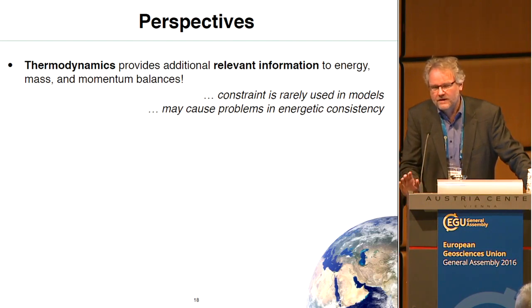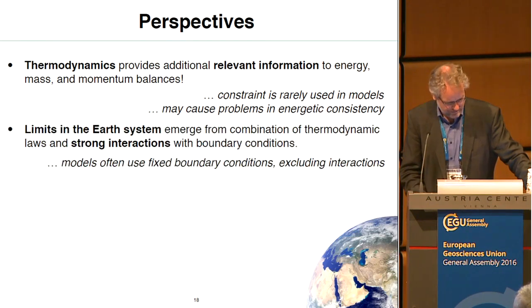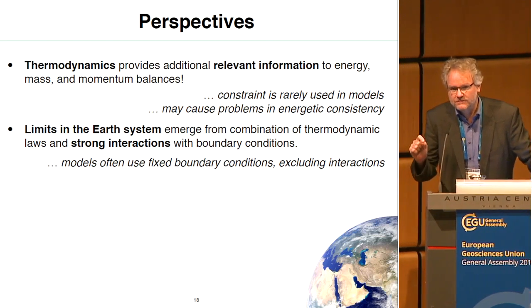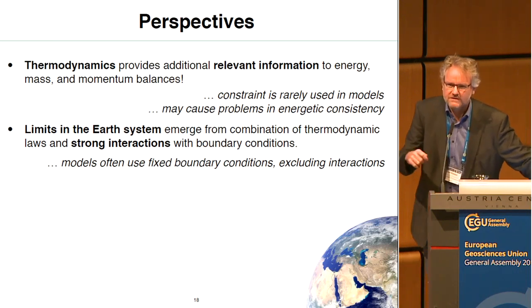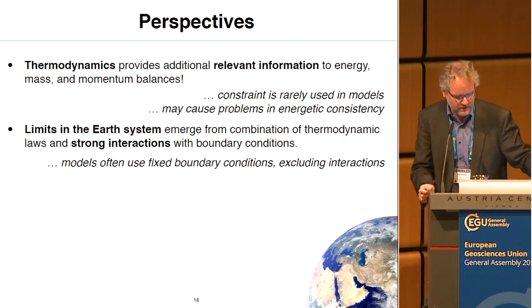There are estimates out there that are just physically impossible, simply because the effect of the turbines on the flow is not being considered. So this brings us to the second point, that the limits in the Earth system emerge from a combination of thermodynamic limits, but also from strong interactions between the processes with their boundary conditions. The first example I showed with the surface energy balance is the interaction of the turbulent heat fluxes with the surface temperature. The second example, the third one is the interaction between the turbines and the wind flow.